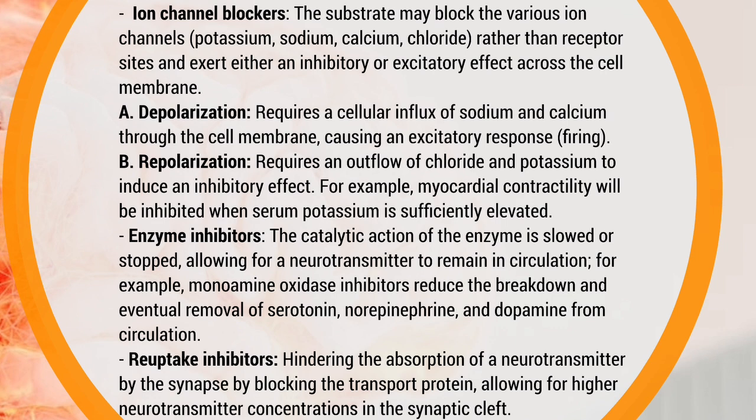The other way that drugs exert their effect on the body is by enzyme inhibition, right? The catalytic action of an enzyme is slowed or stopped, allowing the neurotransmitter to remain in circulation. For example, monoamine oxidase inhibitors reduce the breakdown and eventual removal of serotonin, norepinephrine, and dopamine from circulation. Okay?